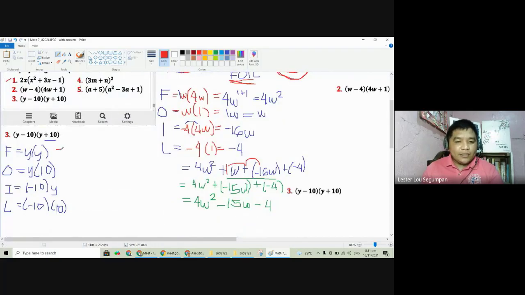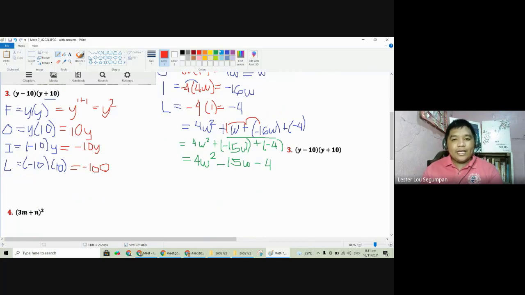Next, let's multiply them and apply multiplication law of exponents if it's possible. I'm talking about the first here. You see I have y and of course 1 plus 1, which will result to y squared. Next, we can just simply interchange the coefficients, literal and numerical. You have 10y. Here, product, you have negative 10y. And finally, you have negative 100 as a product of negative 10 and positive 10.